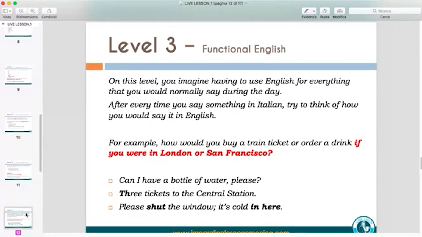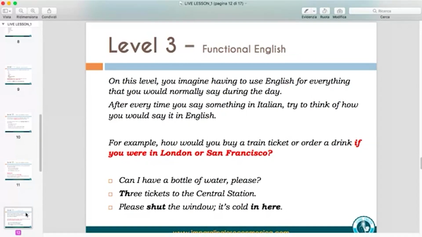Level number 3 is a level where you have to imagine using English for everything that you would normally say during the day. So, every time that you say something in Italian, you should try to think of how you would say the same things in English. In other words, you have to imagine that everything you are thinking in Italian should be reported to a person that speaks just English. And so you have to do this mental translation exercise.